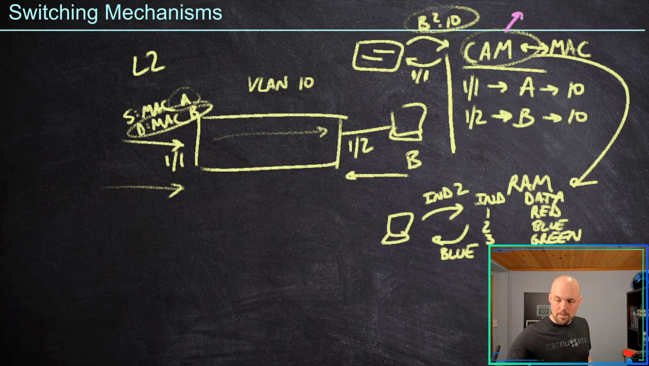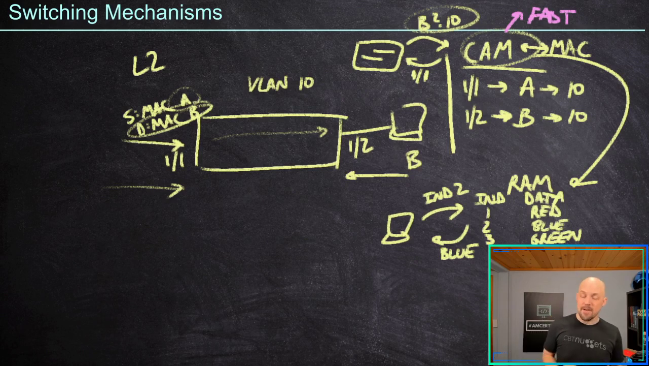CAM tables are built on very fast memory. Why is my drawing tablet not working? There we go. Very fast memory, which means it's expensive. This is faster than the standard RAM memory, whatever you want to call it. It's faster than the standard stuff that we put in our computers and even in our switches in some cases. So that's why we can run out of space, because we're not just going to put infinite amounts of CAM and TCAM together. We're going to talk about TCAM here in a moment.